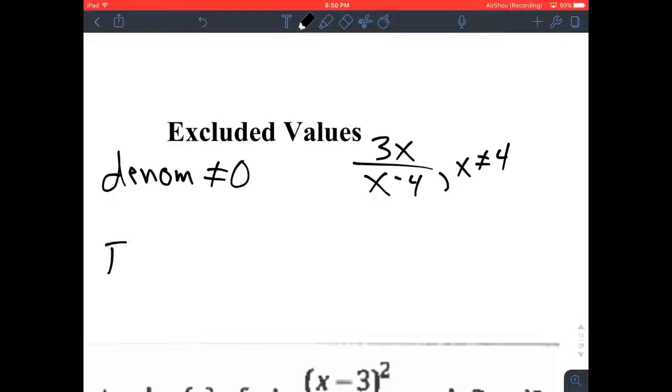You don't want your even-rooted radicand negative. I'll explain what that means in a second.